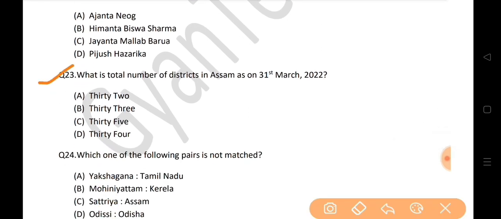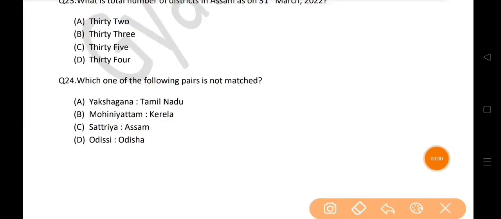Next question, what is the total number of districts in Assam as on 31st March 2022? Correct answer is option C, 35. Next question. Which one of the following pairs is not matched? Correct answer is option A, Yakshagana, Tamil Nadu.